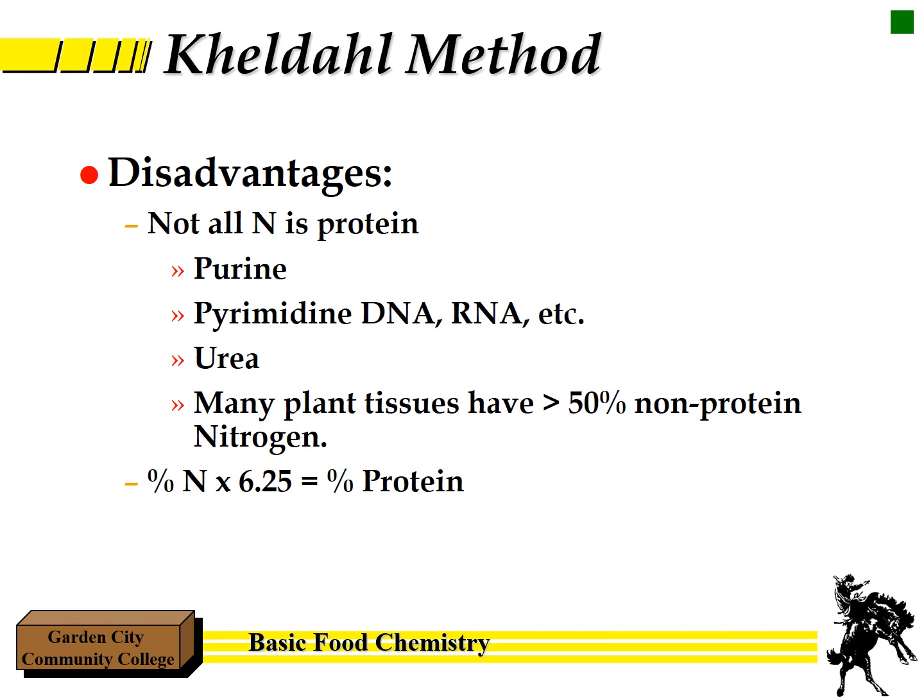The big disadvantage of using this method is that not all nitrogen that's present is actually protein in a product. You could have some purines, pyrimidines, DNA, RNA, urea. There are some plant tissues that have greater than 50% non-protein nitrogen. So it's going to measure any nitrogen that's there, which is fine if we're measuring feed for a ruminant animal, because they can utilize that nitrogen. Non-ruminant animals are not going to utilize it as much. But if we get the percent nitrogen from this technique, then we take it times a factor of 6.25, and we know the percent protein in that source.